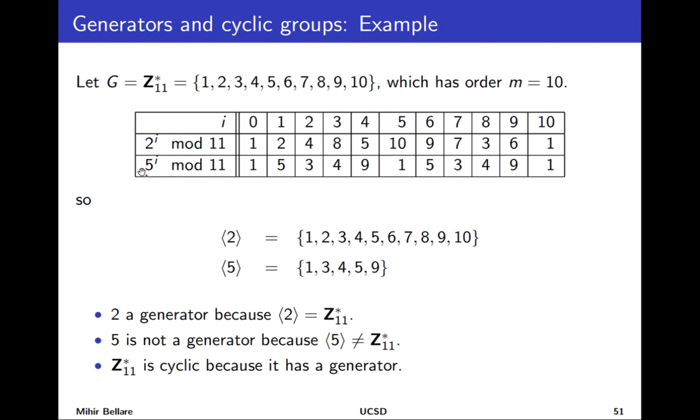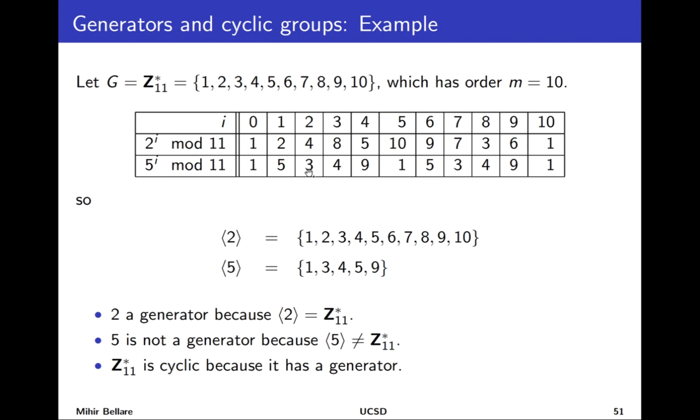Let's also do it with 5. 5 to the power 0 is 1 by definition. 5 to the power 1 is 5. 5 squared is 25. 25 mod 11. 22 is a multiple of 11, so 25 minus 22, and we get 3.